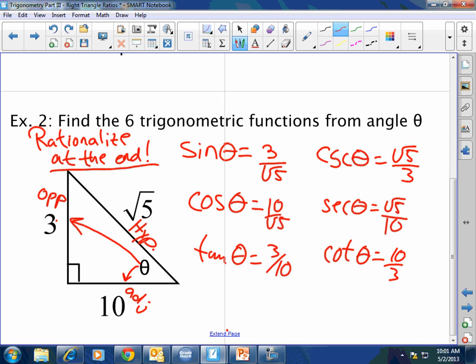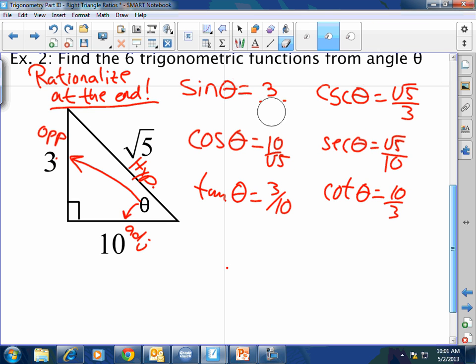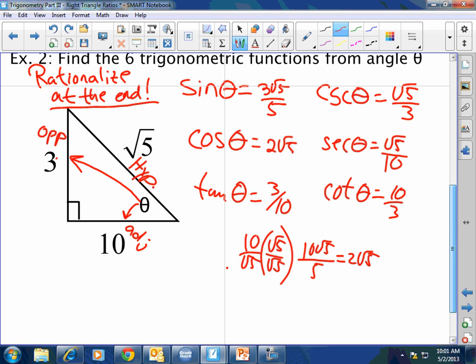So now, my friends, let's rationalize. 3 over square root of 5 is going to become 3 square root of 5 over 5. Does everyone know that, or do you need me to show you how I did that? And then 10 over square root of 5 would be 2 square root of 5. Remember, you multiply the radical to both top and bottom. 10 square root of 5 over 5 is 2 square root of 5. Does that make sense? Okay, may I continue, gentlemen?